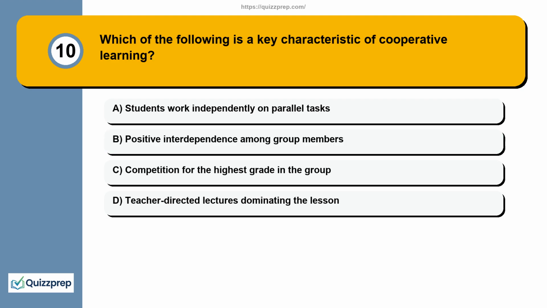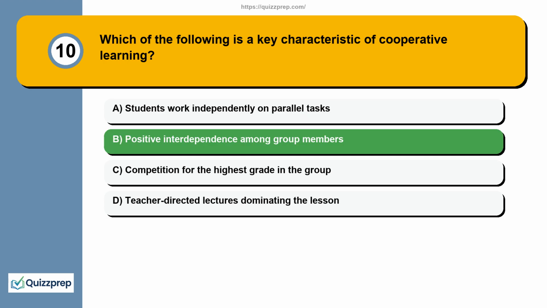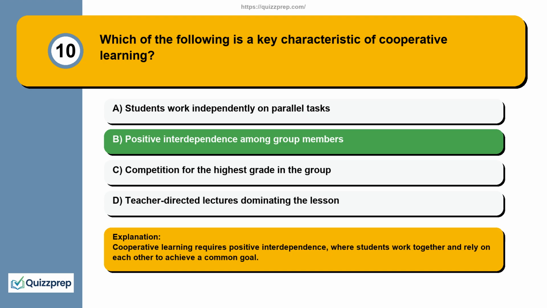Question 10. Which of the following is a key characteristic of cooperative learning? Here are your options. Option A. Students work independently on parallel tasks. Option B. Positive interdependence among group members. Option C. Competition for the highest grade in the group. Option D. Teacher-directed lectures dominating the lesson. The correct answer is option B. Positive interdependence among group members. Explanation. Cooperative learning requires positive interdependence, where students work together and rely on each other to achieve a common goal.